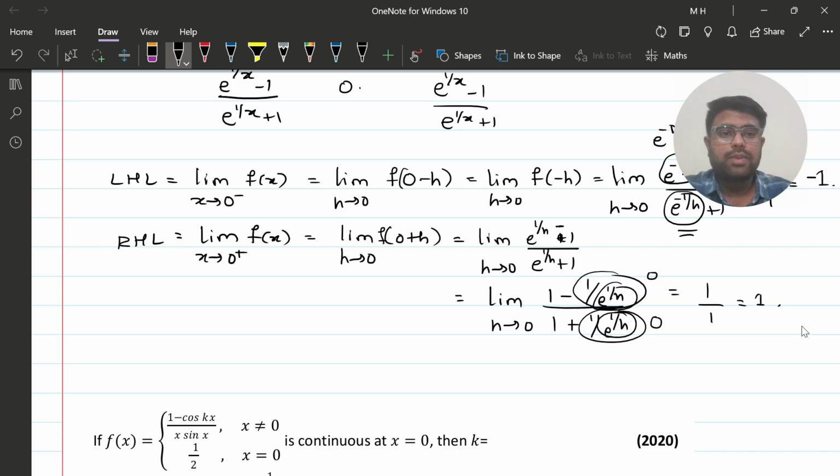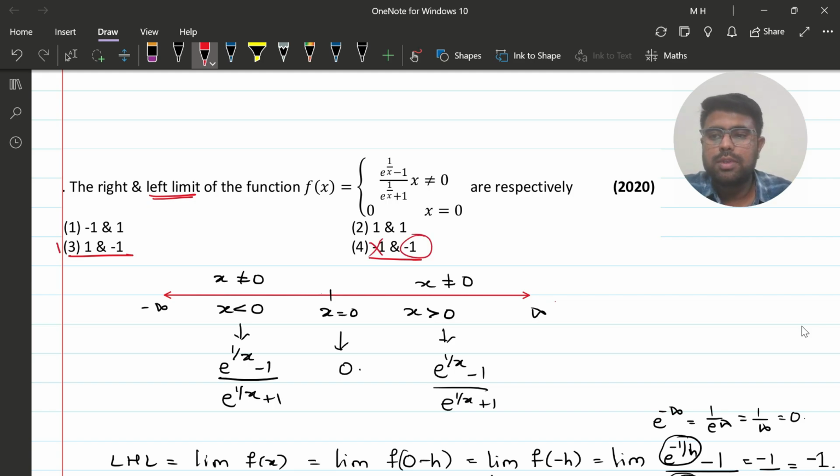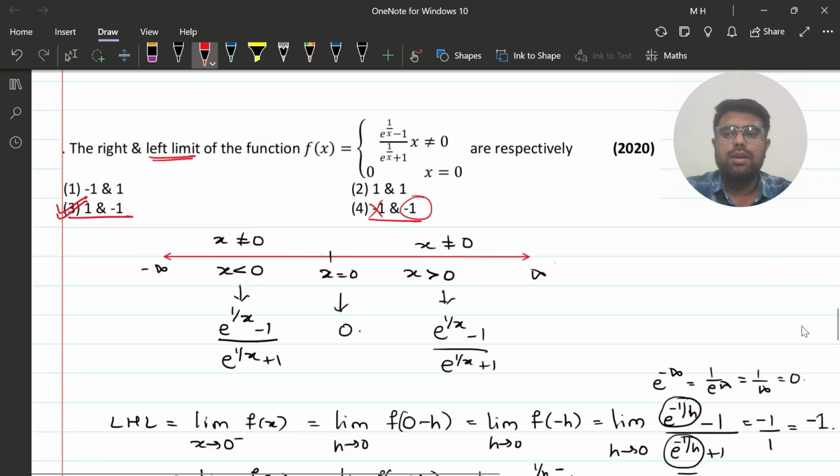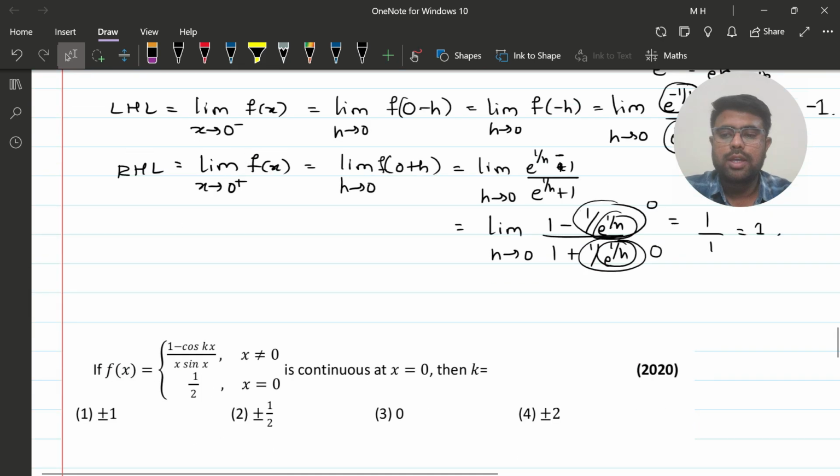So therefore the left hand limit is minus 1 and the right hand limit is plus 1. So left hand limit is minus 1 and right hand limit is plus 1. So option 1 is wrong. This must be the correct answer. So option 3 is the right answer. Fine. So let us now go to the next question.